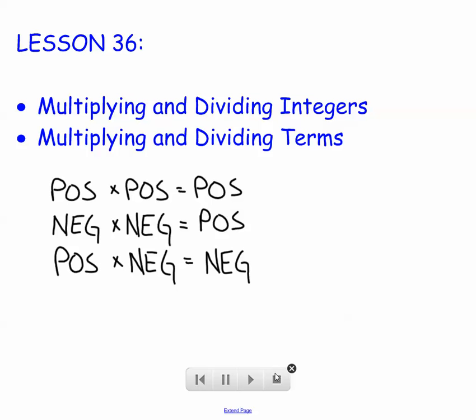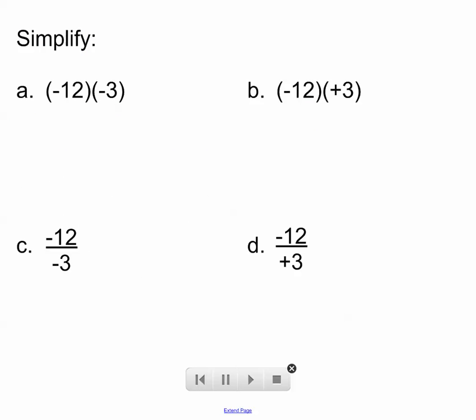And because of the commutative property of multiplication, we know that a negative times a positive will also give us a negative as well. Okay, so let's apply this with some problems here. So here we're multiplying and dividing some integers. We can look right at these, and the first thing we should be able to determine is whether our answer is going to be positive or negative very quickly. Okay, in A, we have a negative times a negative, which is a positive. In B, we have a negative times a positive, which is a negative.